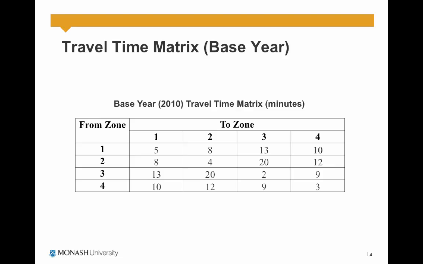And the total would be the total number of productions or attractions, which must be equal. We also have a travel time matrix, which gives us the information about how long it takes to travel from zone i to zone j.